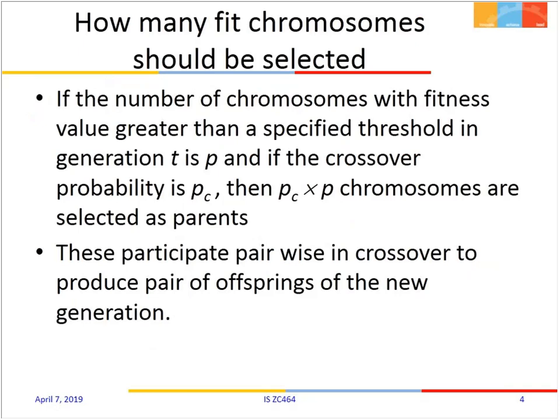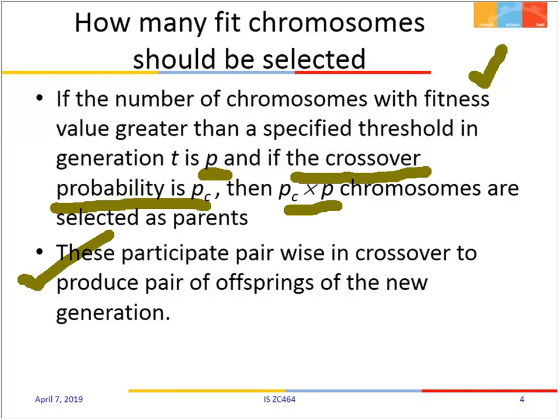Fine. So then how many fit chromosomes should be selected? This is one question which we should target using the parameters of genetic algorithm. So if the number of chromosomes with fitness value greater than a specified threshold in generation T is P, right? This is the number of chromosomes with fitness value greater than a specified threshold. And if the crossover probability is PC, that means only PC multiplied by P chromosomes are selected as parents. So this probability PC also is one of the important parameters of genetic algorithm. So these participate pairwise in crossover to produce offsprings of the new generation.